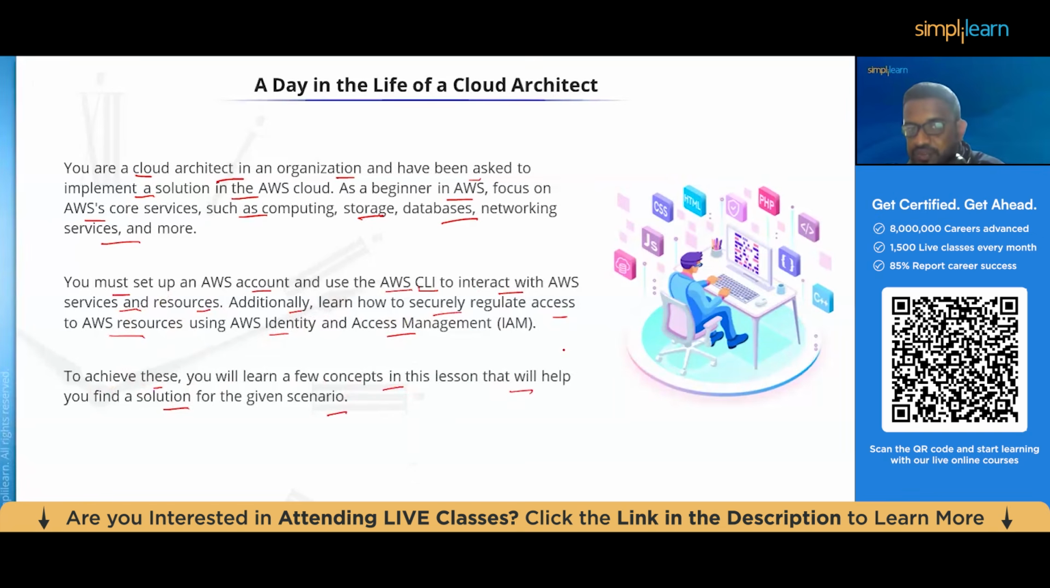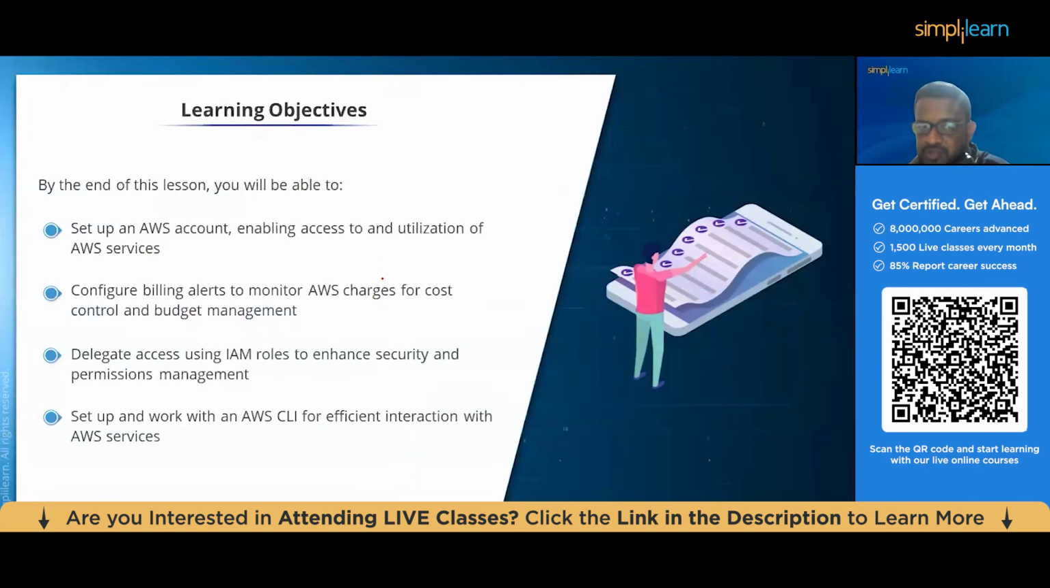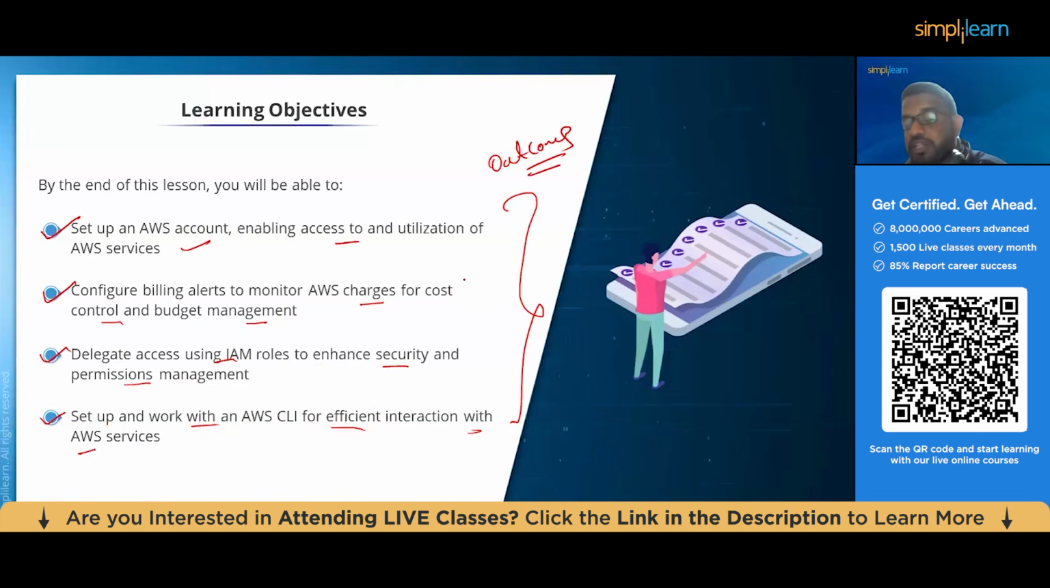Now, learning objectives. By the end of this lesson, you will be able to set up an AWS account, enabling access to and utilization of AWS services; configure billing alerts to monitor AWS charges for cost control and budget management; delegate access using IAM roles to enhance security and permissions management; and set up and work with the AWS CLI for efficient interaction with AWS services. These are the learning objectives, or outcomes. Once you complete the module, you are able to answer questions based on these topics.